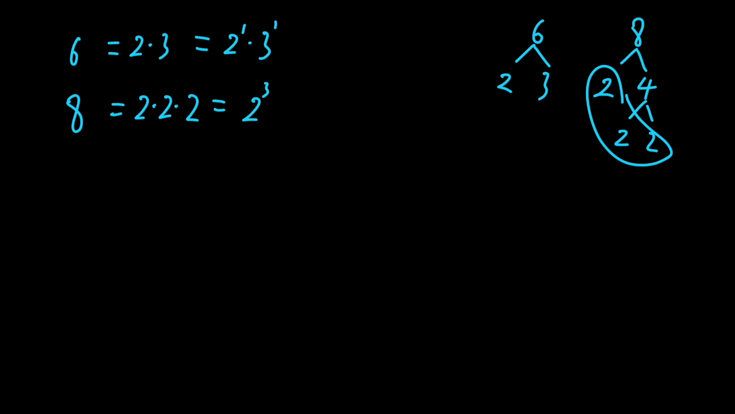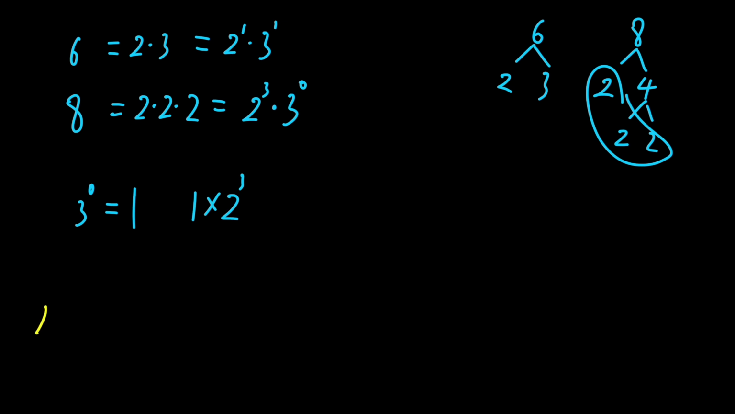Now here's the tricky one. 3 to the power of 0 is 1, right? So 1 times 2 to the power of 3 is just itself, right? It doesn't change anything. But since 1 is also equal to 3 to the power of 0, we can say 2 to the power of 3 times 3 to the power of 0. We do this to figure out the LCM.